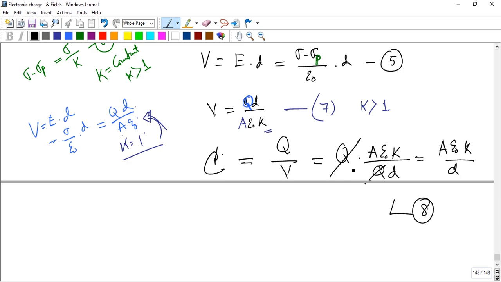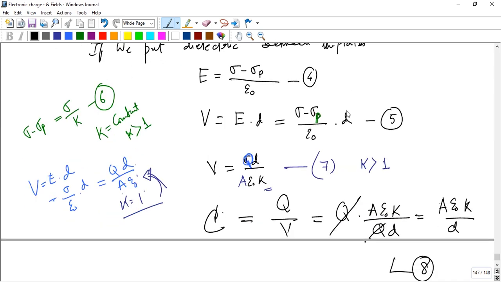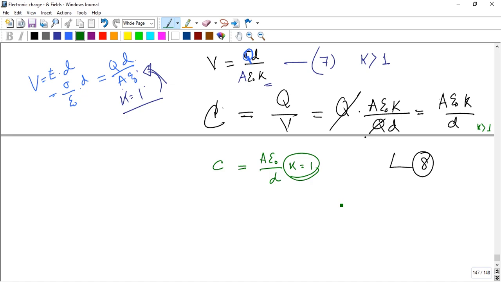You see in this equation that previously we got C equals epsilon naught A by D, where K is 1, but here K is greater than 1. So what is that? It means the dielectric constant K is greater than 1.